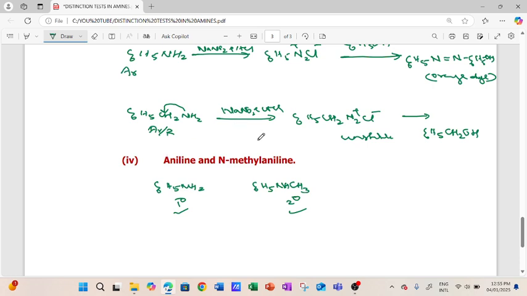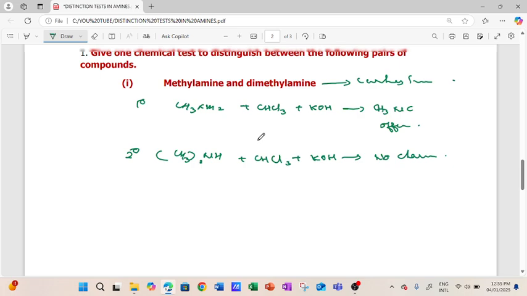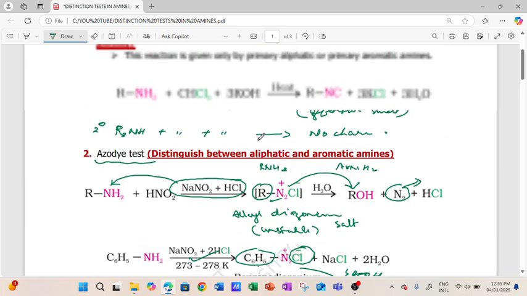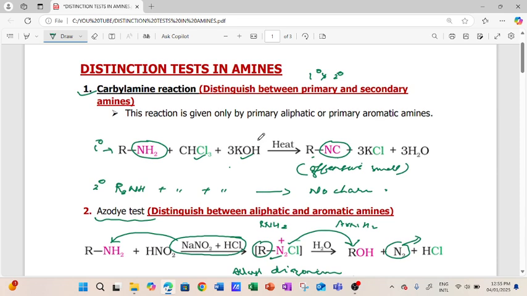So these are the different distinction tests in this lesson on amines, and there are other distinction tests in other lessons, like in alcohols: how can we distinguish primary, secondary and tertiary alcohols? In ketones and aldehydes, we can distinguish by using Fehling solution and Tollens reagent tests and so on. All those things we can discuss later.